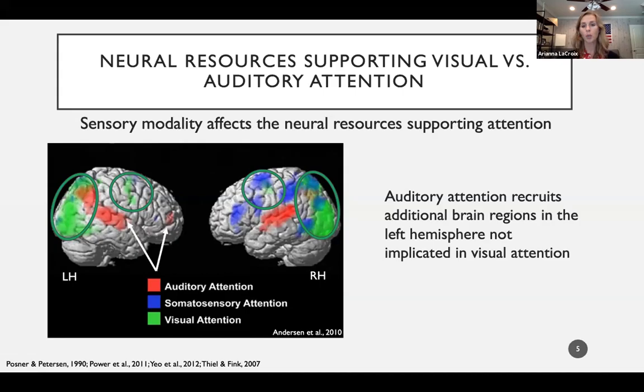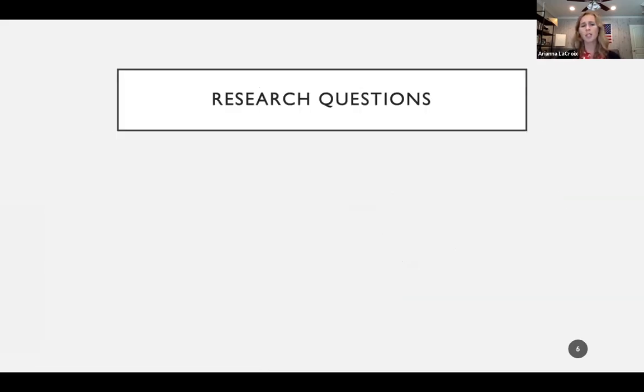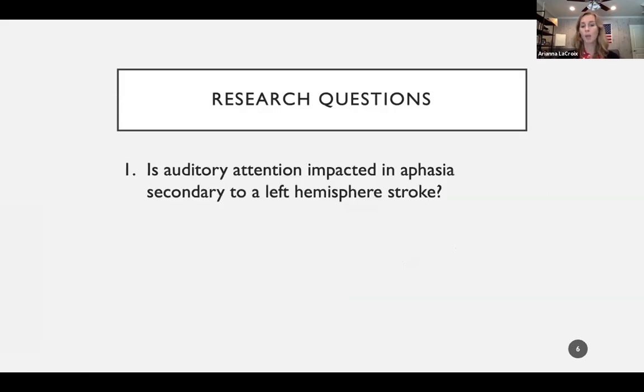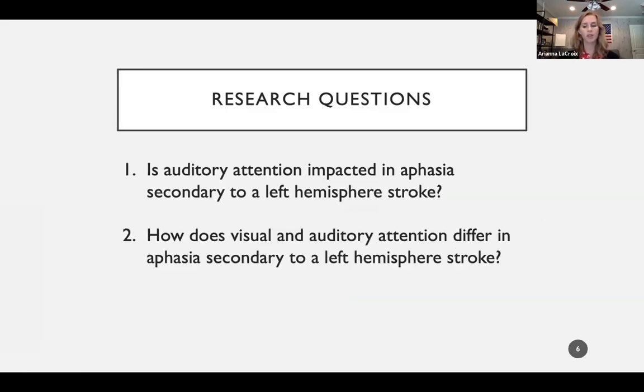And so this is really important when we're thinking about attention in people with aphasia, as we know that aphasia results from strokes which affect the frontal, temporal, and parietal lobes. So it's possible that auditory attention may be more impaired in persons with aphasia than visual attention. And certainly in some of our past work, we've seen that visual attention is minimally impacted compared to controls, which is kind of supported by these neural resources. So as part of this study, we really wanted to know, is auditory attention impacted in aphasia secondary to a left hemisphere stroke? And then how does visual and auditory attention differ in aphasia secondary to a left hemisphere stroke?